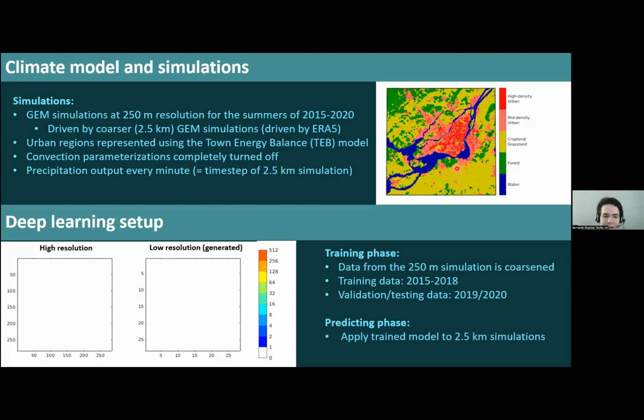The way that we train the model: we have a training phase where the data from the 250-meter simulation is coarsened, and we use 4 of the summers as training data, from 2015 to 2018, 1 year for validation, 2019, and 1 year for testing the model, 2020. Then in the predicting phase, we apply the trained model to the actual coarse resolution data.